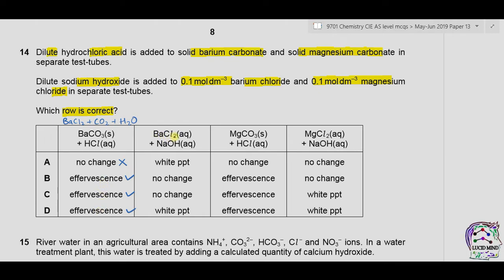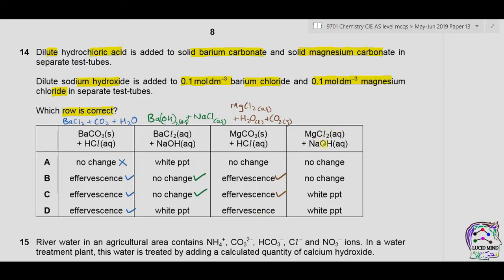The second reaction is of barium chloride with sodium hydroxide. The product will be barium hydroxide, which is soluble, plus sodium chloride, which is also aqueous soluble. So we can see no change as both are colorless solutions. For the third reaction of magnesium carbonate with HCl, again the product of carbonate with acid is salt, which is soluble, water and carbon dioxide. So again we can see effervescence is observed.